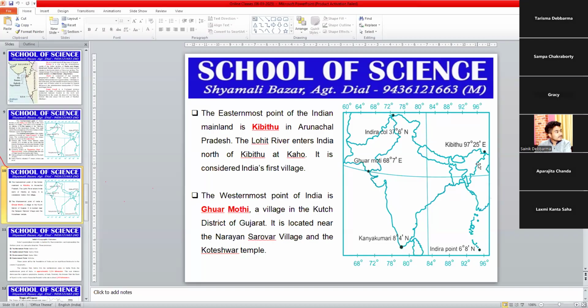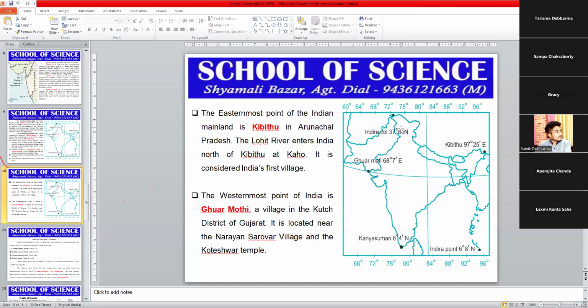K-I-B-I-T-H-U. The easternmost point of the Indian mainland is Kibithu in Arunachal Pradesh. The Lohit River enters India north of Kibithu at Kaho. It is considered India's first village. India's first village is Kibithu. The westernmost point of India is Gormoti. You should remember all these things.